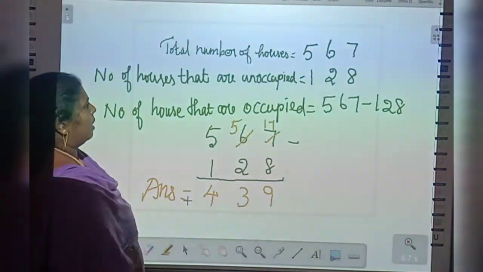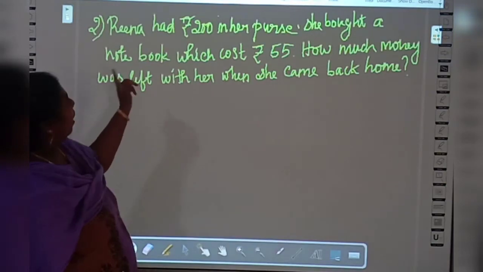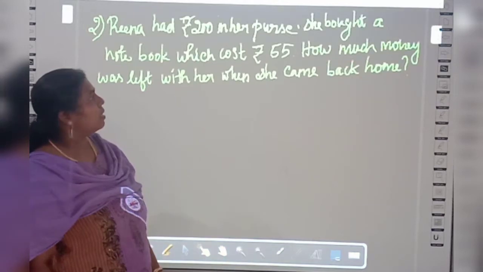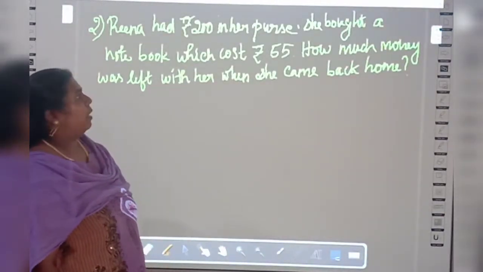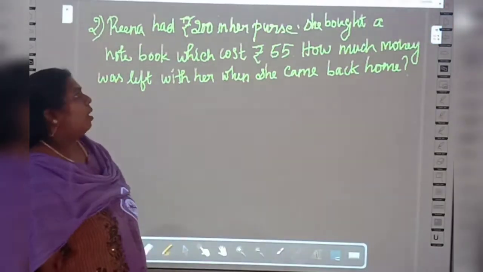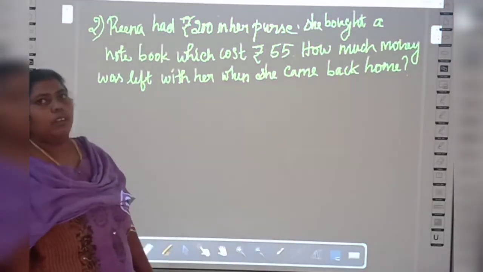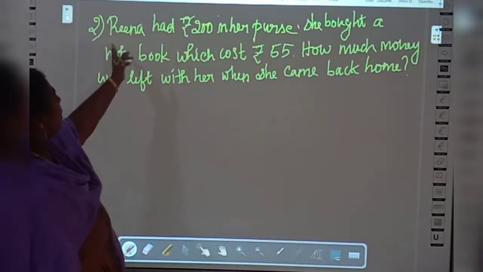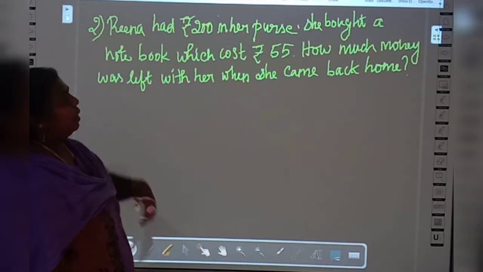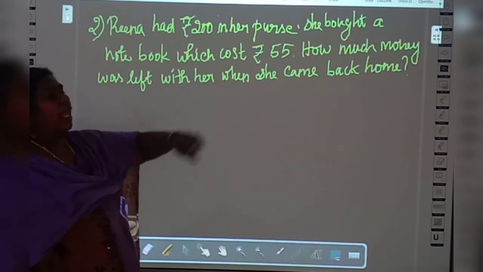Understand? Yes. Next example. One more example is there. See the next example. Reena had rupees 200 in her purse. In her purse, how much is there? 200, isn't it? Yes. She bought a notebook which cost rupees 55. How much money was left with her when she came back home? Once again, I will read the question. Reena had 200 in her purse. She bought a notebook which cost rupees 55. How much money was left with her when she came back home?